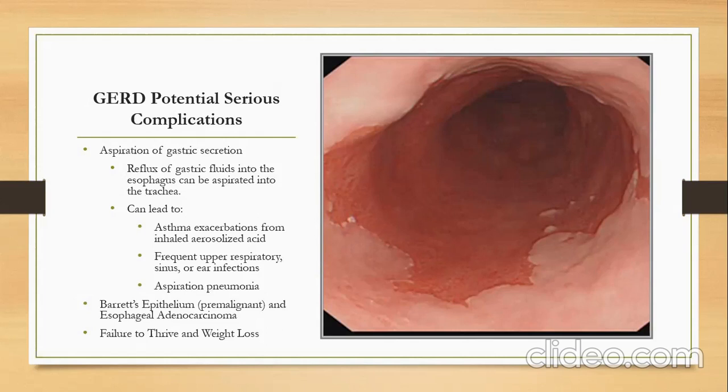It also can put you at risk for oropharyngeal cancer and cancer of the trachea and larynx, because they're all right by each other. That acid is going to irritate everything. And in the babies, it's going to lead them to have failure to thrive and weight loss. They're not going to want to eat because it's burning.